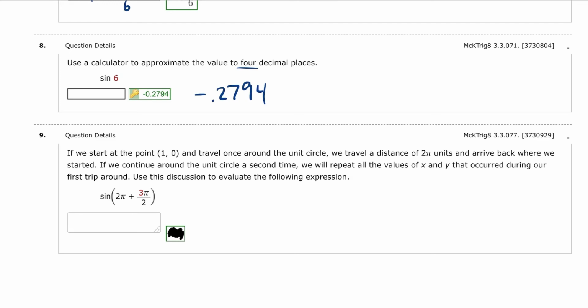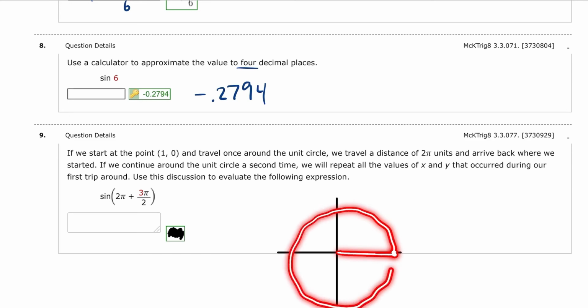If we start at 1, 0, that means you're starting over here. You're starting here at 1, 0, and you travel once around the unit circle of 2 pi and arrive back where we started. And if we continue around the unit circle a second time, we'll repeat the values of x and y that occurred during our first trip.